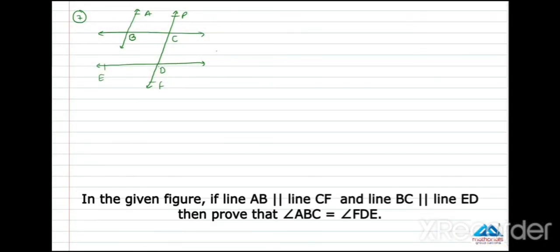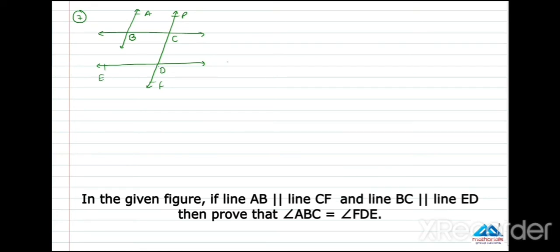So student, come to the main question number 7th. I will read the question. In the given figure, if line AB parallel to line CF and line BC parallel to line ED, then prove that angle ABC equals to angle FDE.